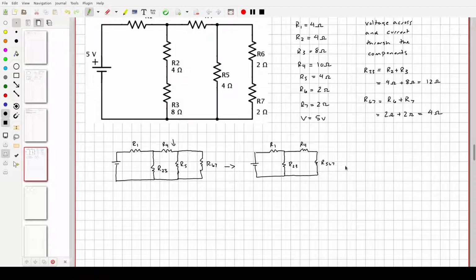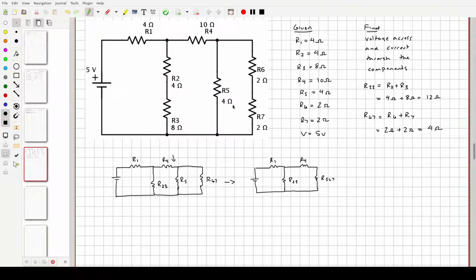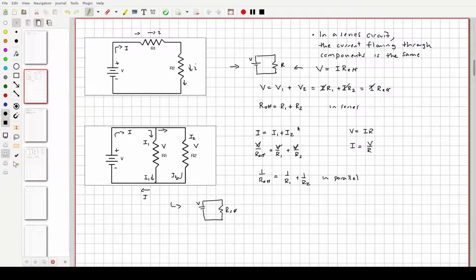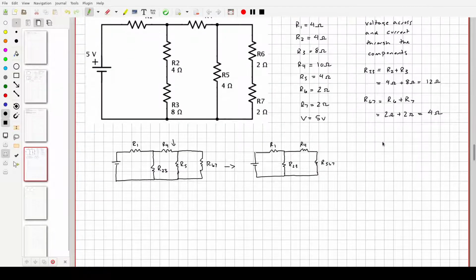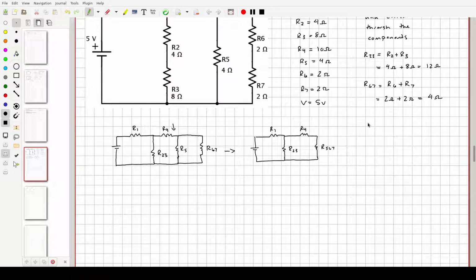So what's R5, 6, 7 going to look like? Well, in that case, you're adding these things together in parallel. And we know that when you add resistors together in parallel, you do it reciprocally, like with capacitance in series. So here, R5, 6, 7 is going to be 1 over R5 plus 1 over R67.